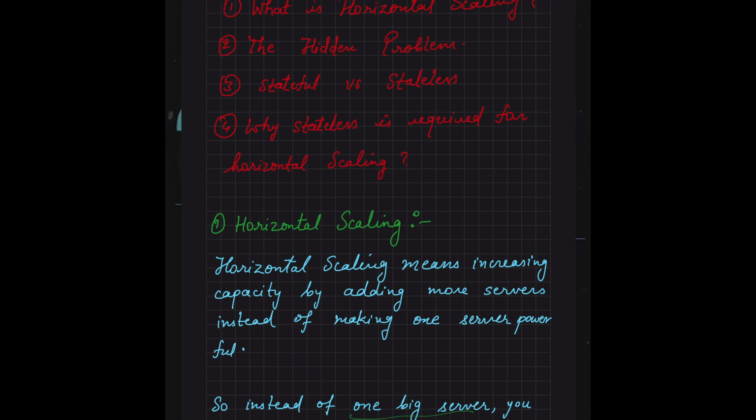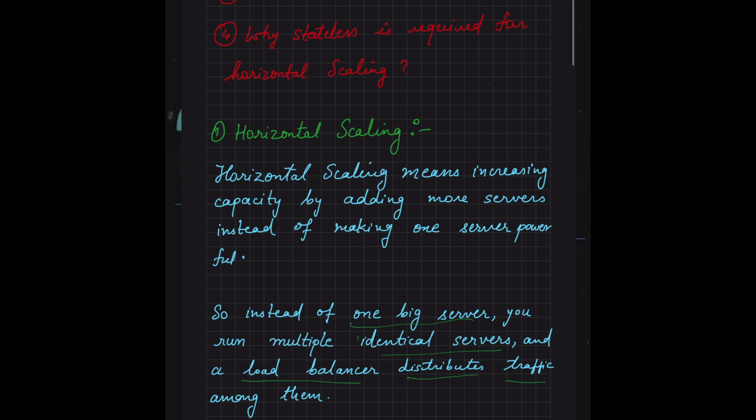So in this video we are going to understand about horizontal scaling and why we need a stateless architecture in horizontal scaling, what are the problems that we could face with stateful architecture, and I'll also explain what is stateful and stateless architecture and why we need a stateless architecture in horizontal scaling. So let's start. If you remember, in our last video we saw vertical scaling and horizontal scaling.